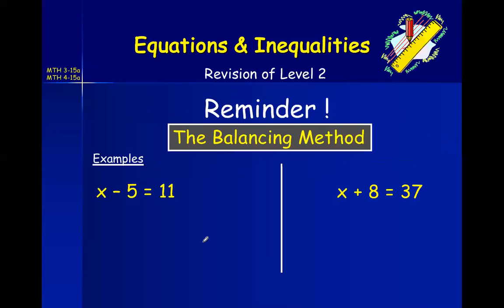So, a reminder of the balancing method. Whenever we've got x minus 5 equals 11, what do we need to do to get rid of the take away 5? Add 5. So adding 5 on each side will get rid of the 5 there, and you end up with x equals 16. If it's an add, we take it away on both sides. Because we are using what we call the balancing method, what we do on one side of the equation, we need to do the same on the other side, and x equals 29.